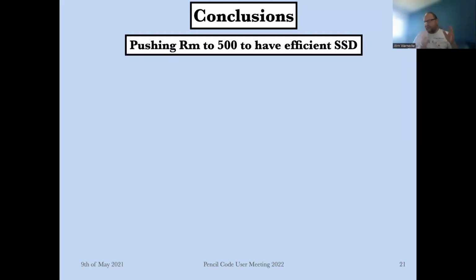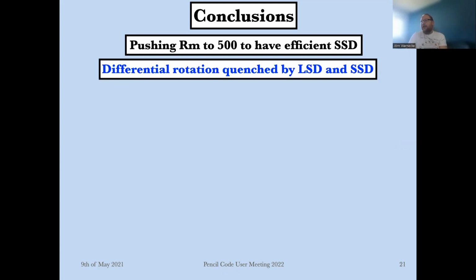So this is the first overview of some results. We're still doing some further studies. We are pushing the magnetic Reynolds numbers up to 500 to have a really efficient small-scale dynamo. We see that the differential rotation is highly quenched by the large-scale dynamo and small-scale dynamo. So it's not that you just need a small-scale dynamo.